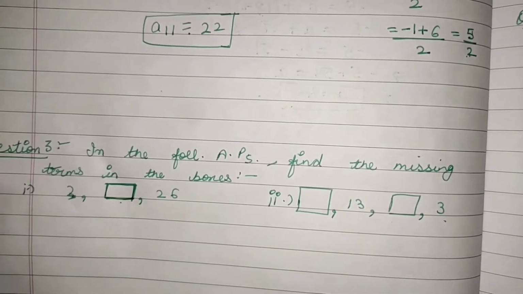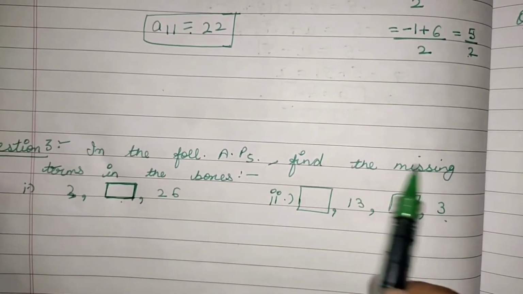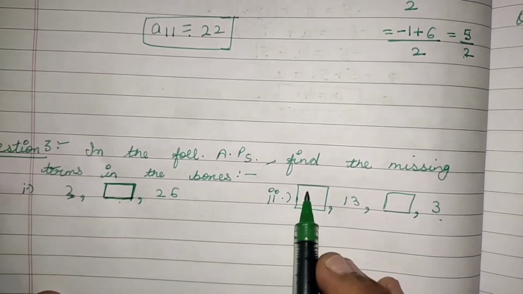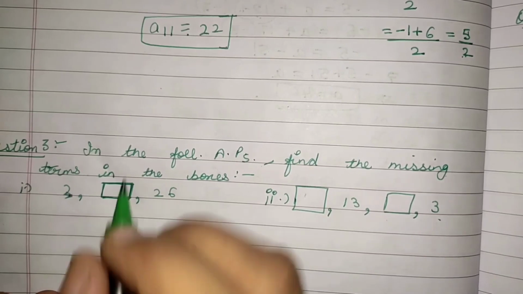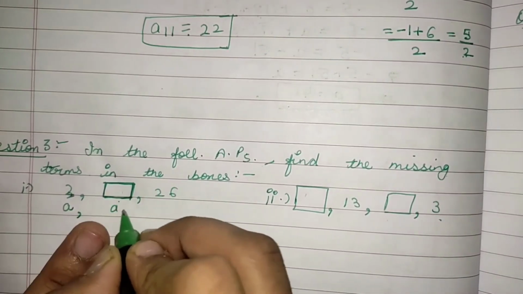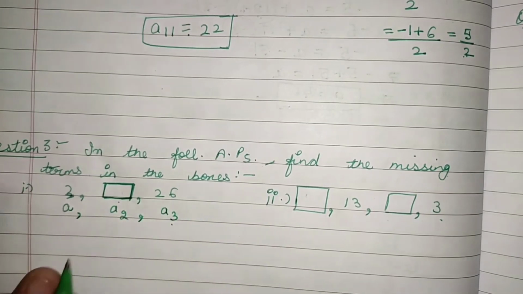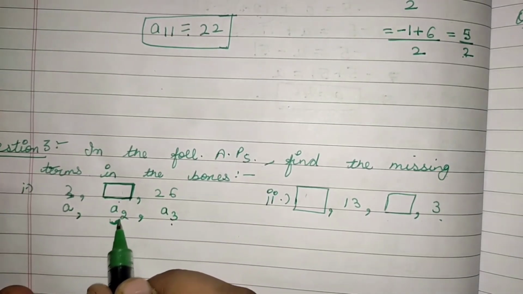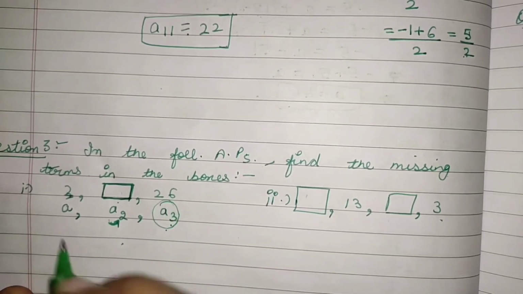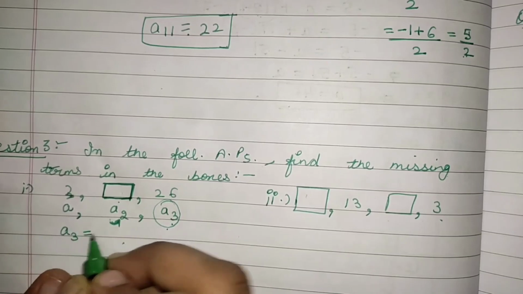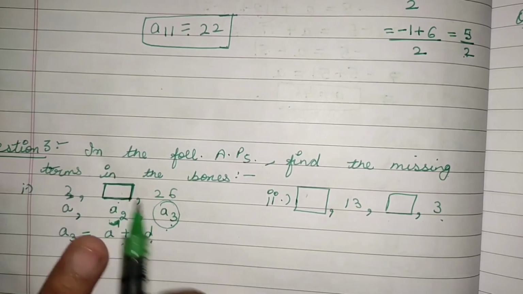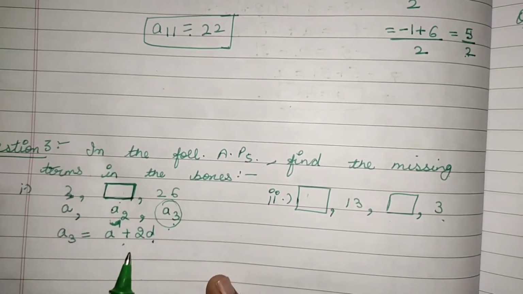Now a little bit different question. What you have to do in the following AP: find the missing terms in the boxes. You have to find out these missing terms in the boxes, right? So how can you find out? This is my first term, this is my second term, and this is my third term. So I have to find out my second term, and I know the value of the third term. So by using this, I can find out the value of the common difference, which I am going to use to find out my second term.